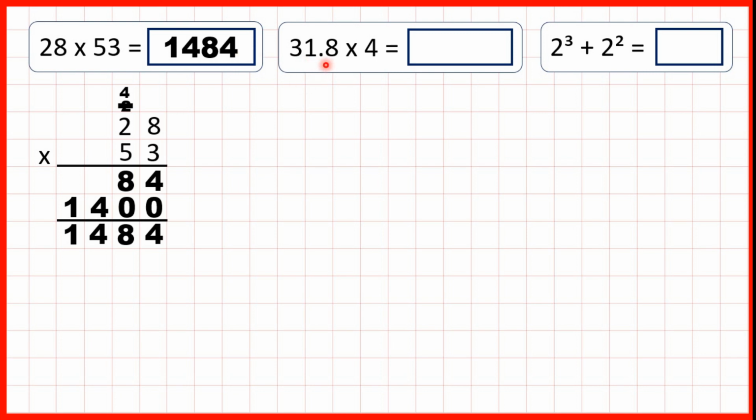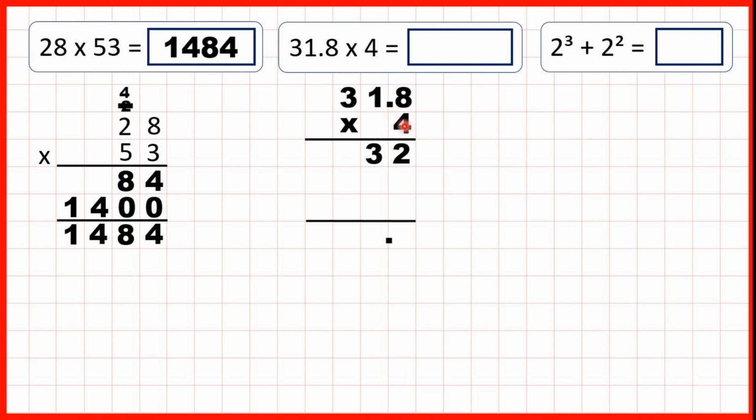Now 31.8 times 4. We can write this out as a column multiplication. But because it's a decimal, we need to remember to write the decimal point in our answer. Because there's one decimal place in the question, we know that there will be one decimal place in the answer. Now 8 times 4 is 32.